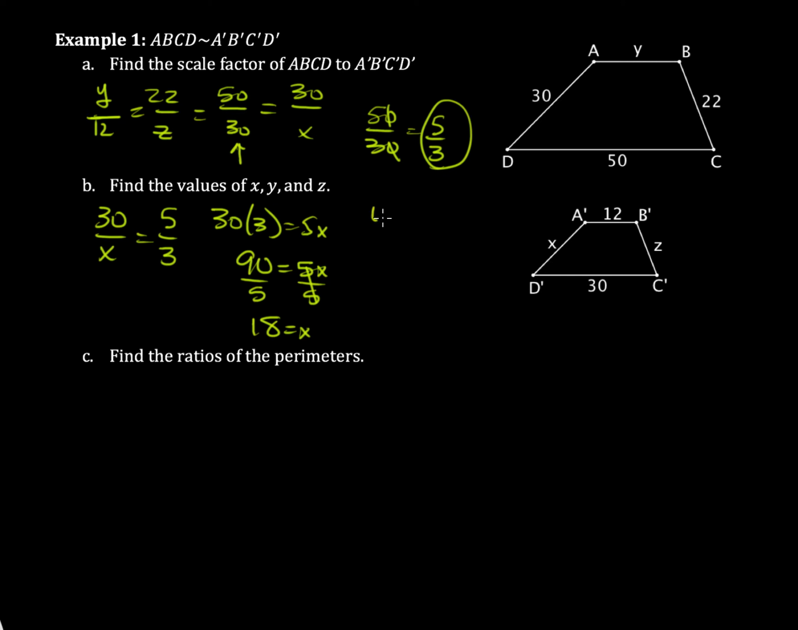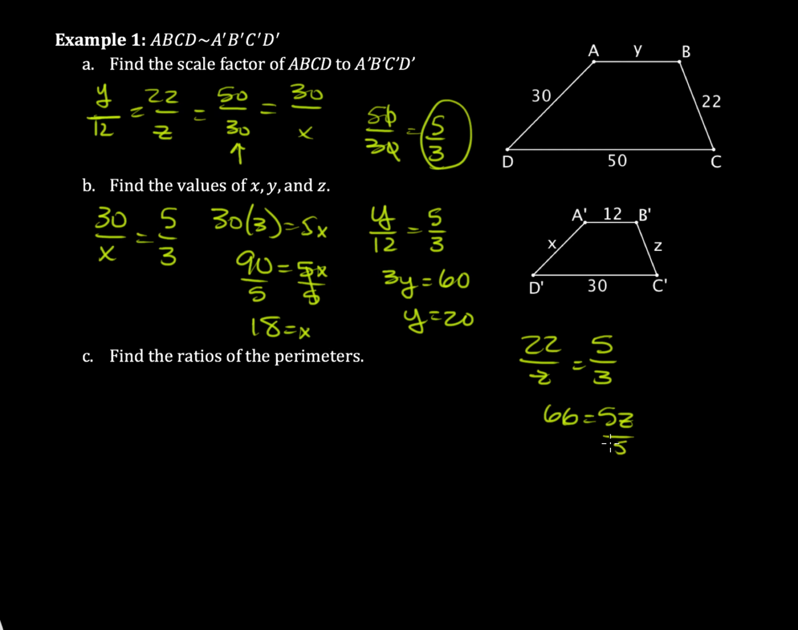How about y? Well, y over 12 should also come down to 5 over 3. If I cross multiply, I have 3y equals 5 times 12, which is 60. So that means y equals 20. How about z? 22 over z should come down to my same scale factor, 5 over 3. Cross multiply: 22 times 3, that's 66, equals 5 times z. This one's not going to come out as nice. I have to divide by 5 on both sides. 66 divided by 5 comes out to 13.2. I might be wrong there, but I think it's 13.2. That's my value for z.